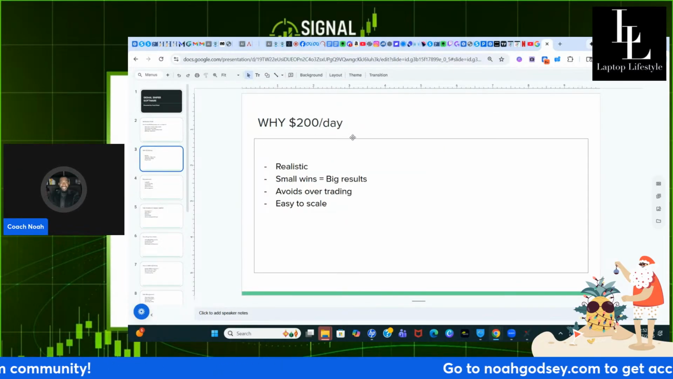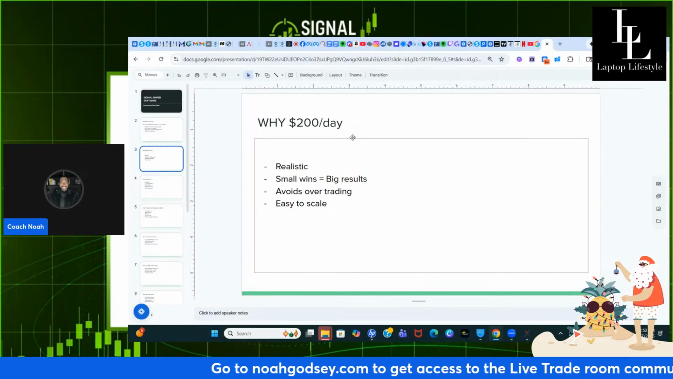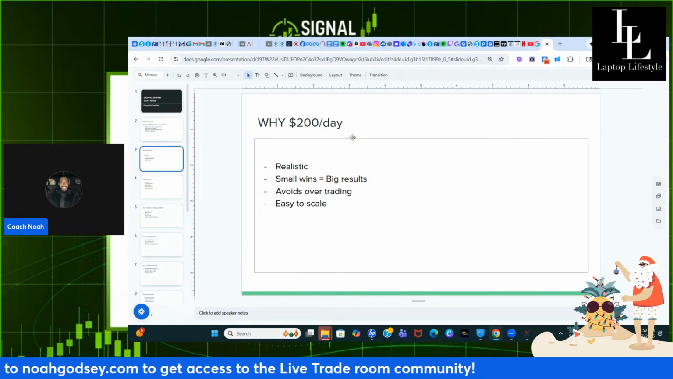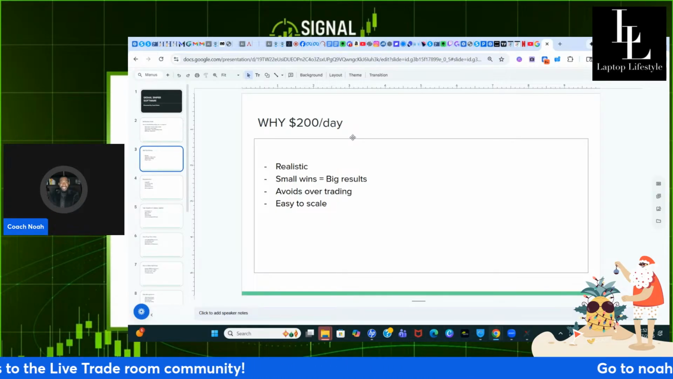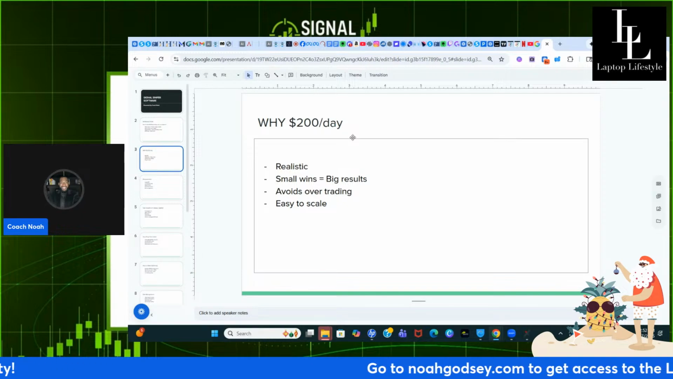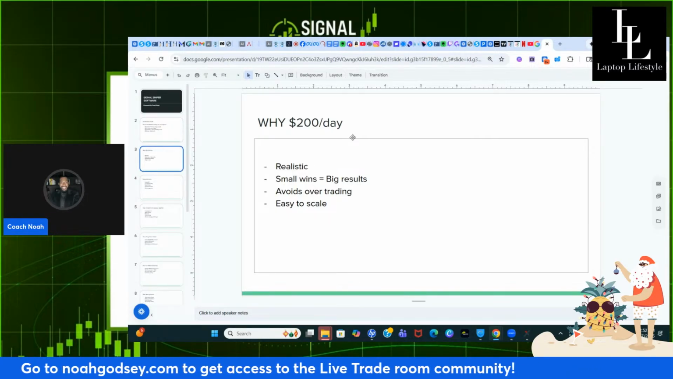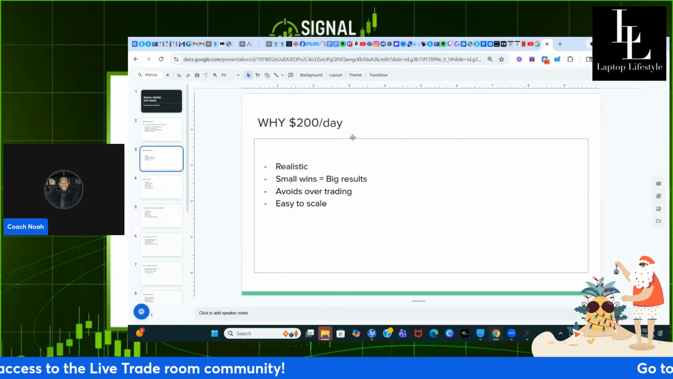All right, so why $200? Why not $1,000? Why not $10,000? $200 is realistic for somebody just coming in as a straight newbie. Now, I have seen people come in and invest $25 and turn it into $10,000 in a couple of weeks. It does happen, but it doesn't happen for everybody. So what we want to do is give you a realistic goal. $200 is cool, right? You can hit that in about 1 to 2 trades and then be done for the day.